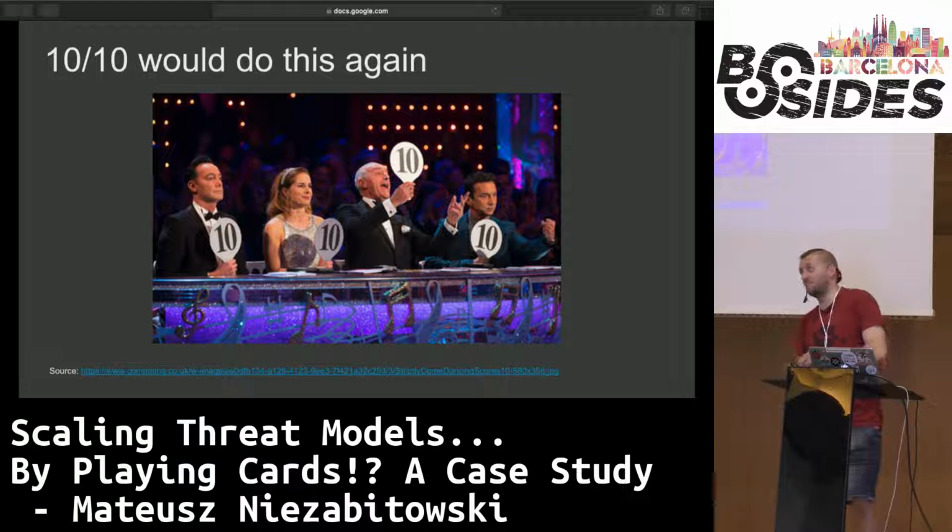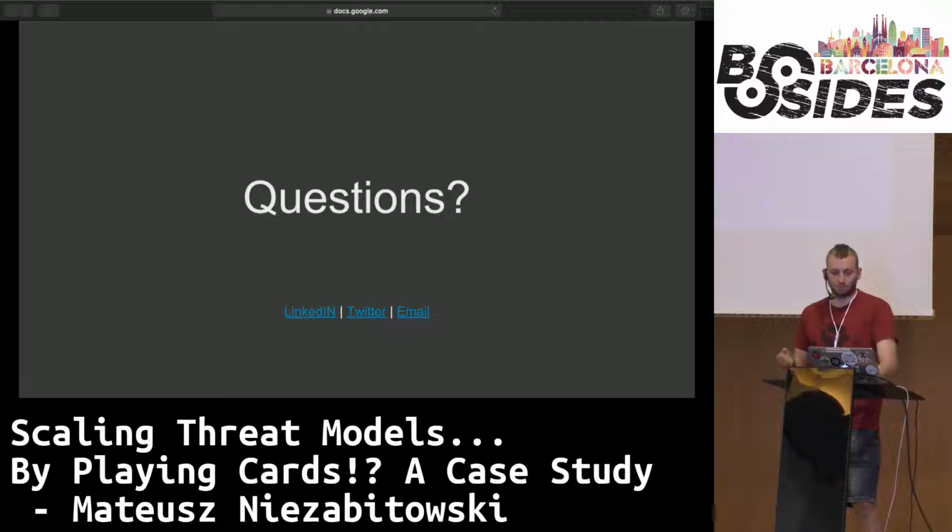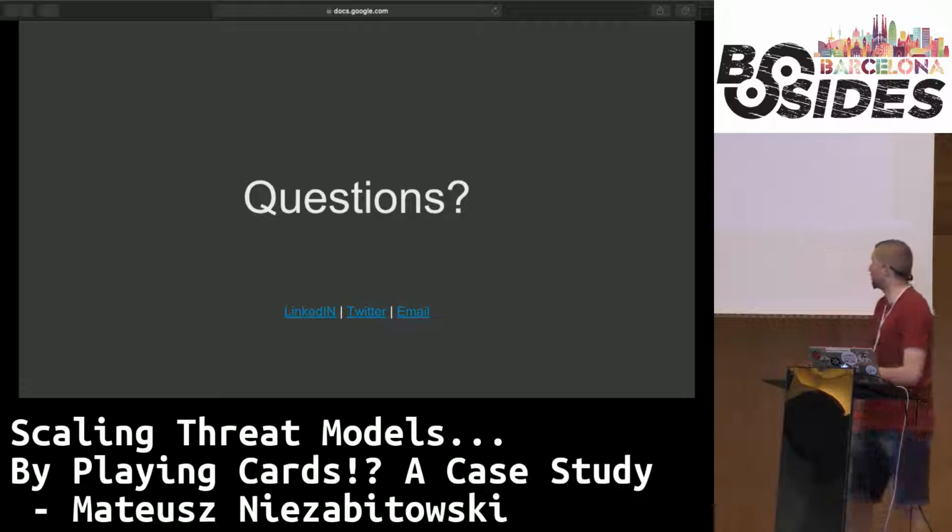And the processes we have are not perfect yet. Even Cornucopia, even Elevation of Privilege aren't perfect. But it's still better to do something than do nothing, right? So don't try to be perfect, and just start doing threat models, and you will see if it works for you or not. And I guess that's it.